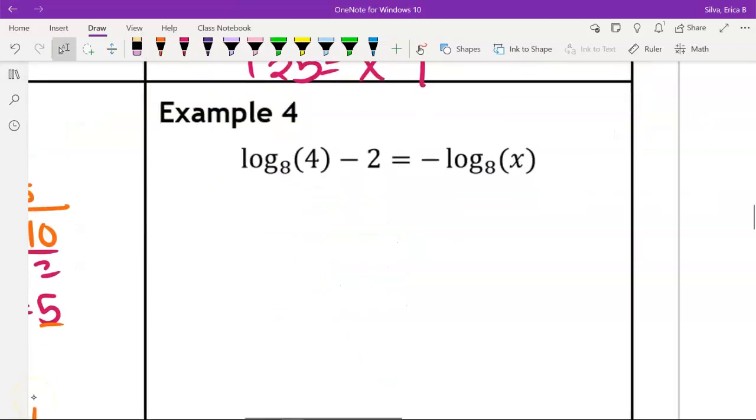So x is equal to 32. Right, so for example number 4, notice how we have two logs with the same base. So let's see if we can combine them or condense them into one log using one of our properties that we learned yesterday. So let's go ahead.